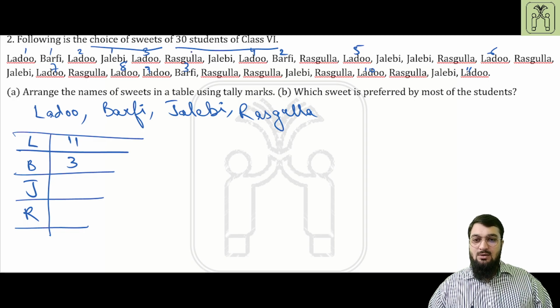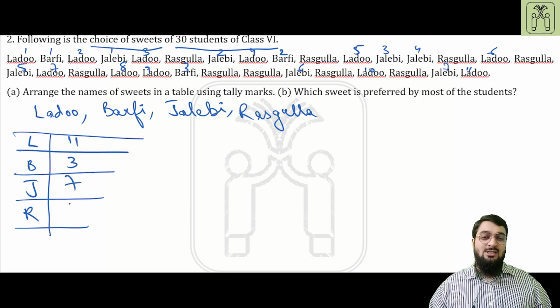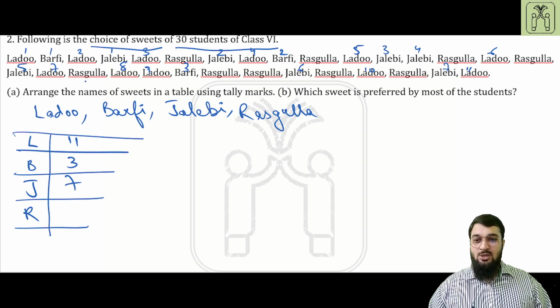Jalebi will have 1, 2, 3, 4, 5, 6, 7. That will be 7. And rasgulla can either be subtracted from 30 after adding them up, or you can just count them. So rasgulla will be 1, 2, 3, 4, 5, 6, 7, 8, and 9. So that will be 9.